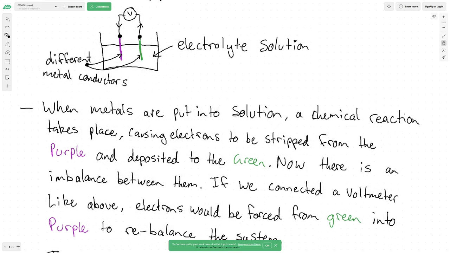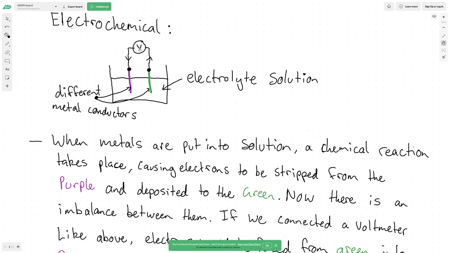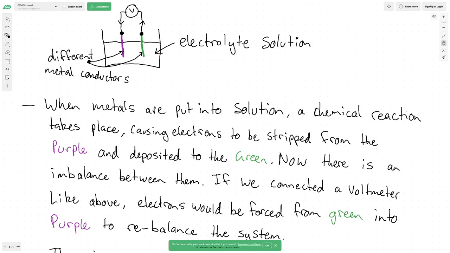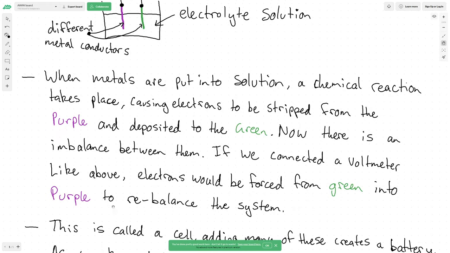If we were to connect an external circuit, maybe a voltmeter here, what you would find is that the electrons would start flowing from this green conductor through the voltmeter and back down here. So that's one form of EMF generation, and that's the basis of how it happens. This happens as it tries to rebalance the system. It happens with any sort of system out there. Actually, pretty much everywhere in the universe, things want to rebalance themselves. Not many things like to be chaotic or out of balance.